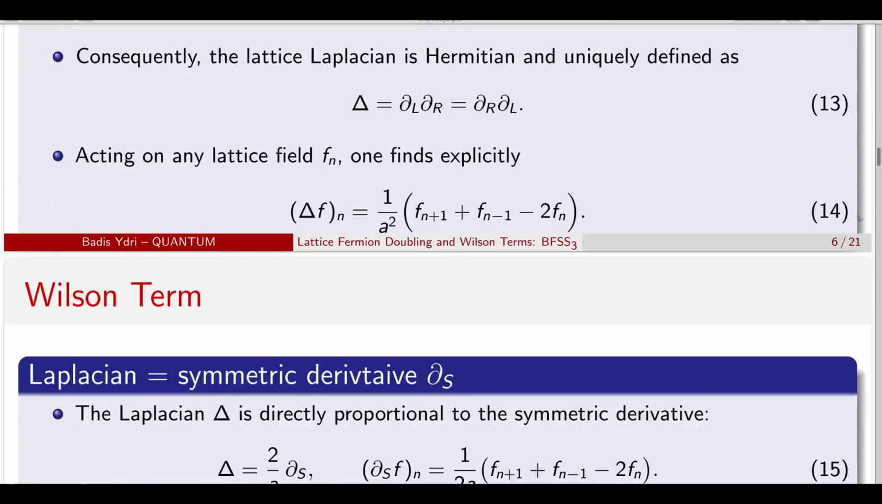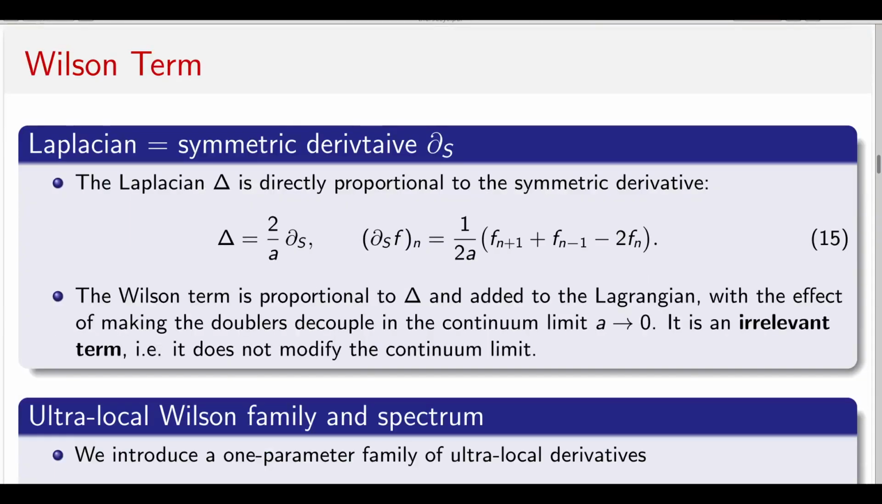We will now use this operator to build the Wilson term, which removes the unphysical doubler branch without altering the continuum physics. The key idea of the Wilson term is to add a small correction proportional to the Laplacian. The Laplacian itself is directly proportional to the symmetric derivative, partial_s equals 1 over 2a times f at n plus 1 plus f at n minus 1 minus 2f at n, and delta equals 2 over a times partial_s.